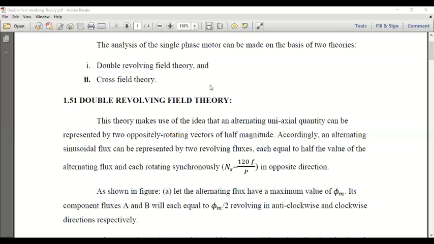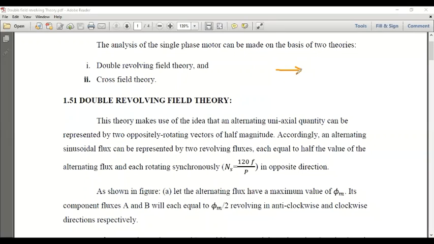Single phase induction motor is not self-starting. By the use of an idea called alternating uniaxial quantity, let me consider two vectors taken as A and B.